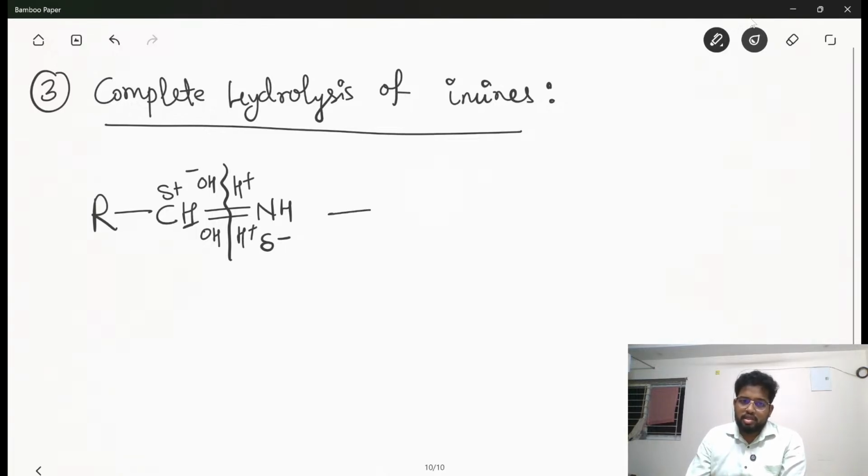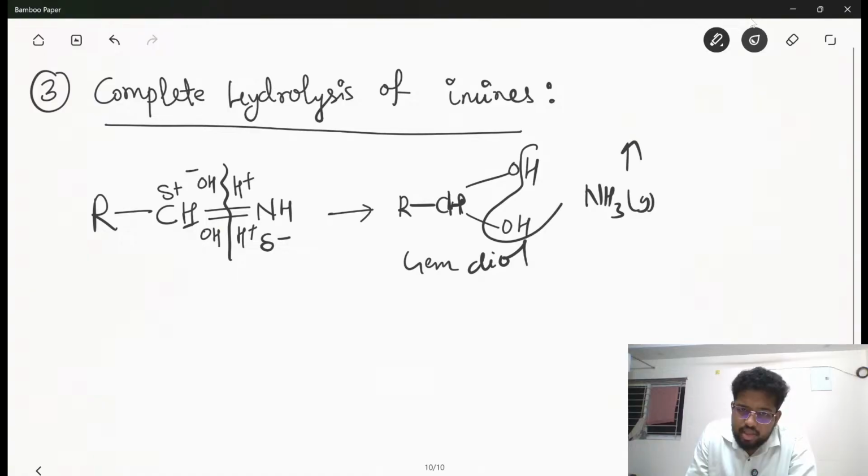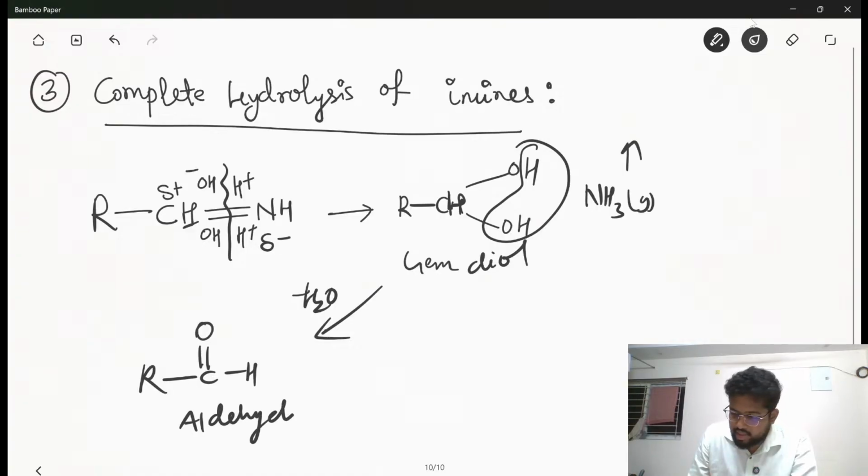Here you see, after hydrolysis, ammonia gas is evolved. Along with that, I have 2 OH on the same carbon. So a gem diol, 2 OH on the same carbon, is unstable. So you have to remove one water molecule to make it a stable compound, C double bond O and H. So you get formation of aldehyde.